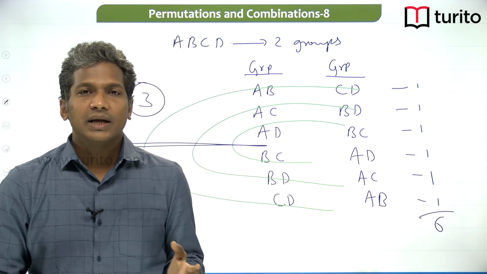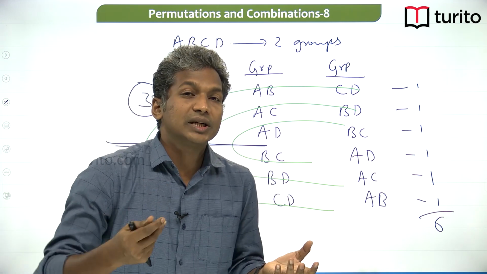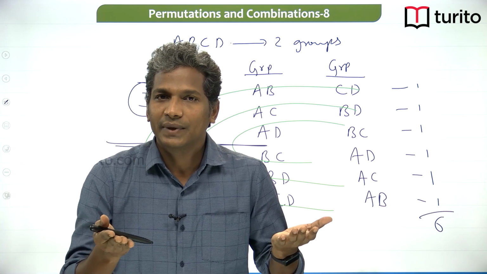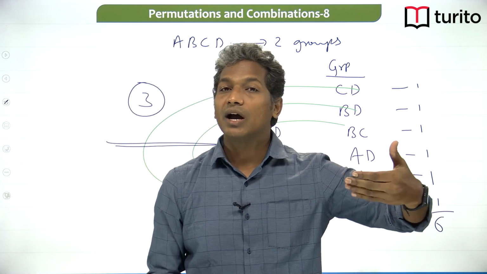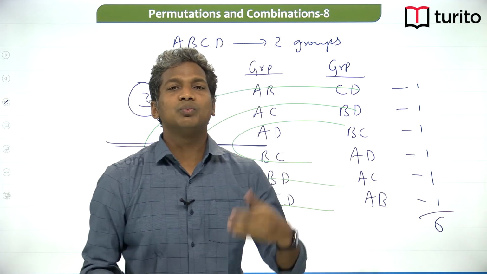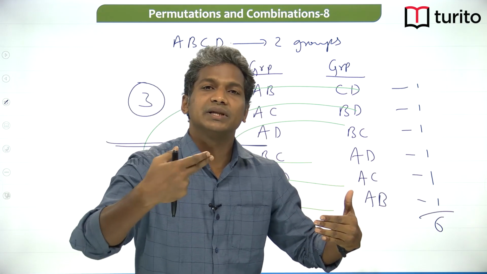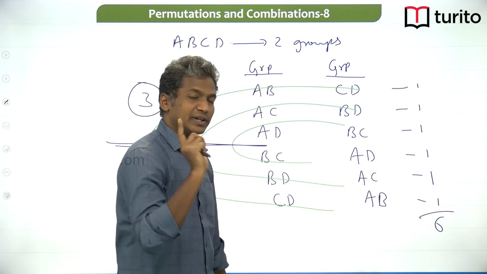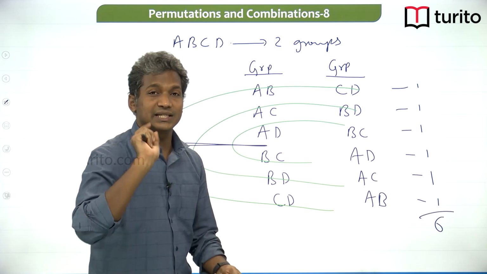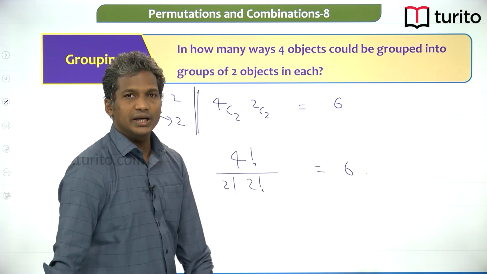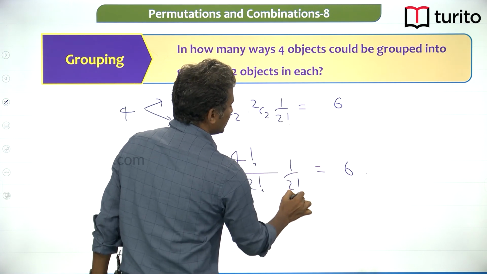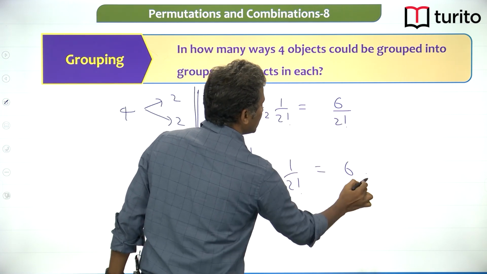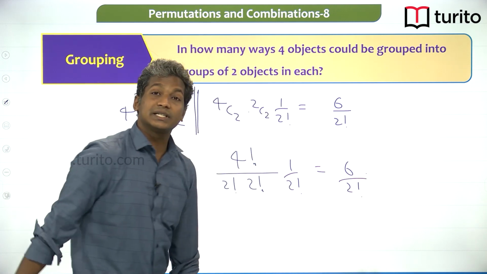We have learned that when the number of objects in the groups are equal, then there is a symmetry in the process of grouping. So we have to balance that symmetry. To balance the symmetry, we have to divide with the symmetry. Now recall our first lecture, we divide when there is symmetry. So what do we do here? We have to divide with 2 factorial. Now what is this 2 factorial representing? It is representing the symmetry.